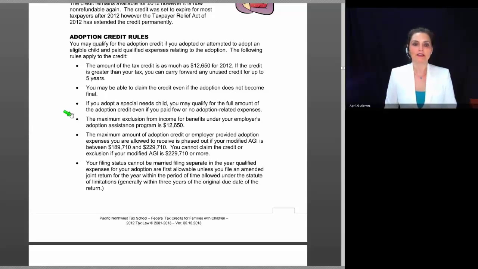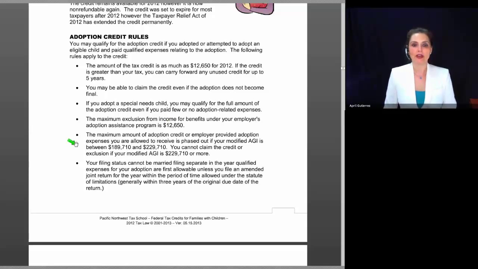The maximum exclusion from income for benefits under your employer's adoption assistance program is $12,650. What that means is if you have an employer who wants to provide payment for your adoption expenses for you, your employer can do that, and the IRS says that that would be a tax-free benefit to you as long as the employer does not pay more than $12,650.